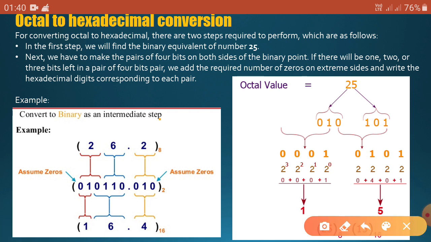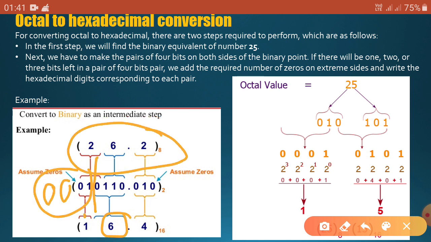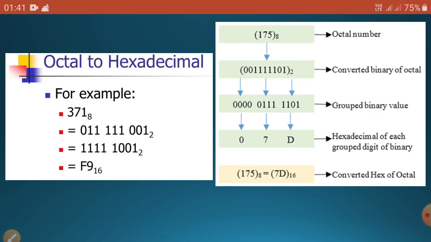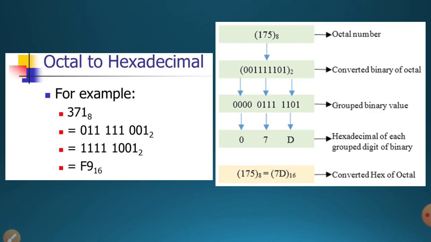Here is also an example. Here it is 26.2, in the octal number system. So at first write it in binary. If we have the value 26.2 in octal, it gives us 16.4 in the hexadecimal number system. Okay, go to the next slide. These are the examples of octal to hexadecimal.